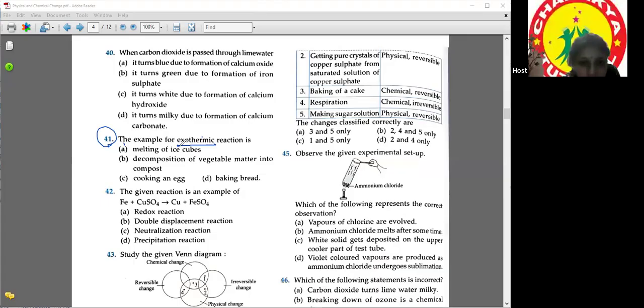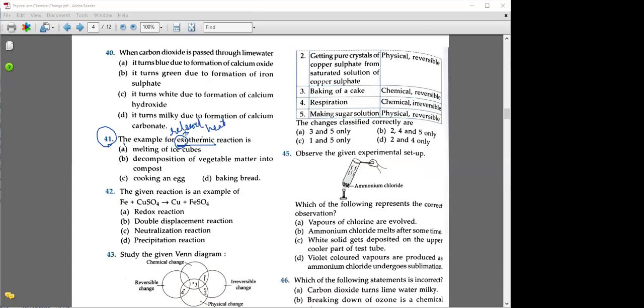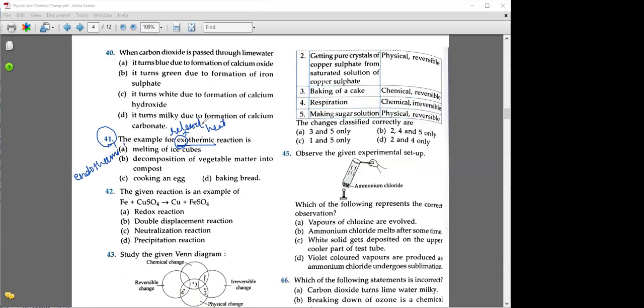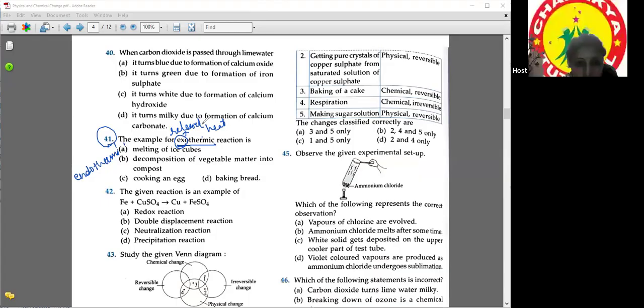First of all, the word exo means something is released out, and what is released? Heat. The opposite of exothermic is endothermic. The word endo means absorption, and thermic means heat. So heat absorption is an endothermic reaction, like photosynthesis or cooking of food, whereas exothermic is release of heat. Respiration is an example of release of heat.